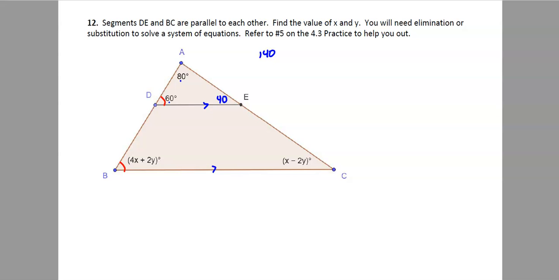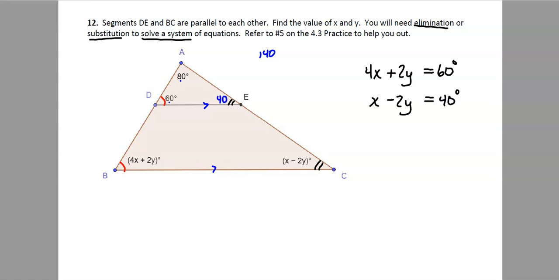So I see that 4x plus 2y has got to equal 60 degrees. But then by the same token, this x minus 2y has to equal 40 degrees. So this is why I said that you're going to want to use elimination or substitution to solve the system. Two equations, two unknowns. I am always preferential to elimination. It just, to me, seems easier.